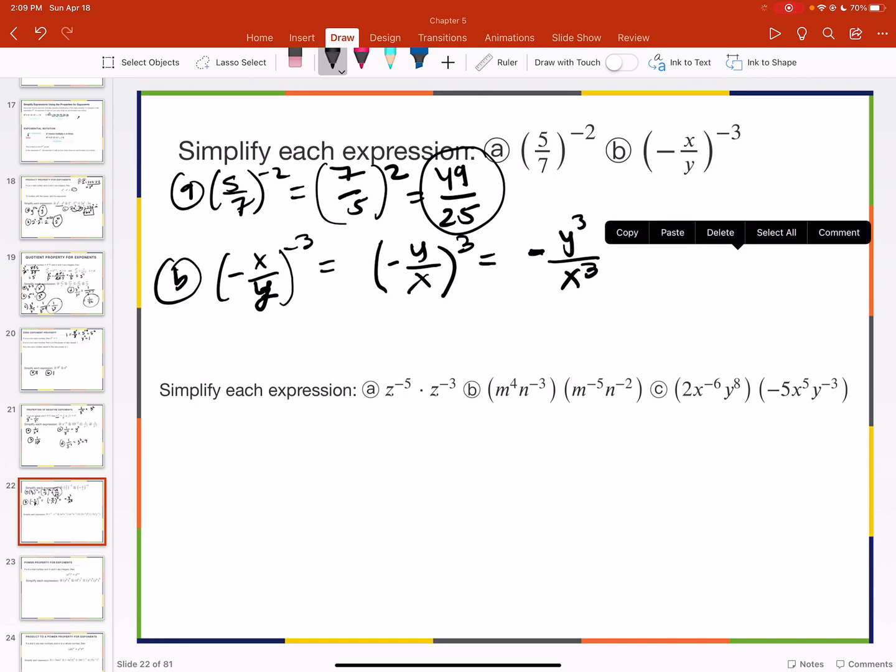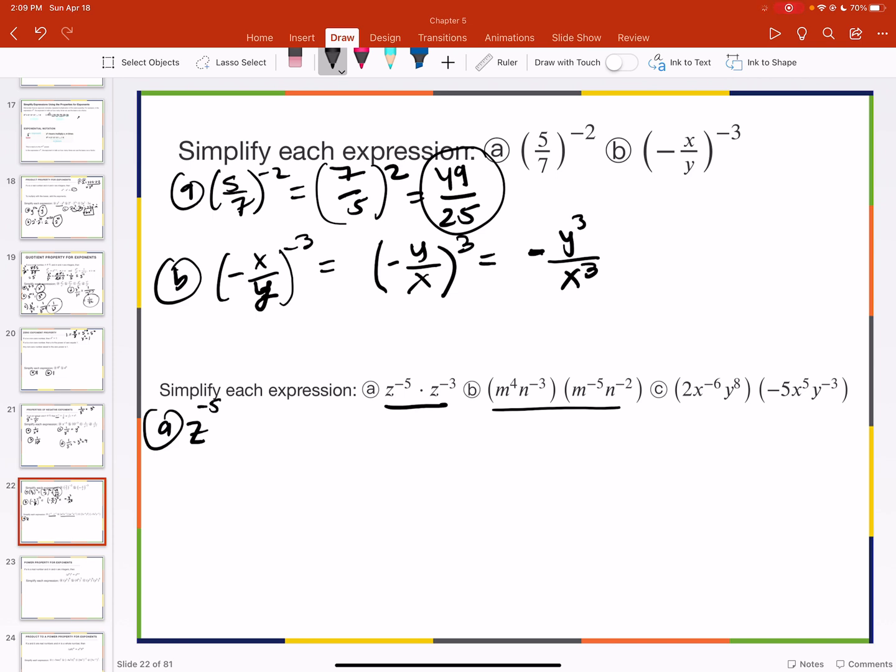All right, so let's see here. Let's do a couple more. Now let's use some properties together. For A, you have z to the negative 5 times z to the negative 3rd power. So negative 5 plus negative 3, that's just going to be z to the negative 8. But let's rewrite that without the negative. So that's 1 over z to the power 8.